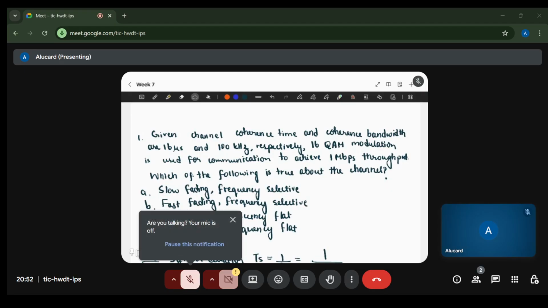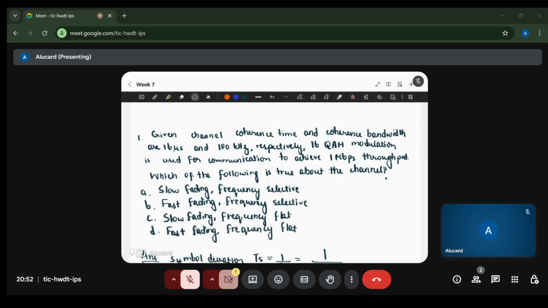Let me go through all the questions one more time. Question 1: given channel coherence time and coherence bandwidth, and that it is a 16 QAM modulation achieving 1 megabits per second throughput, which of the following is true about the channel?